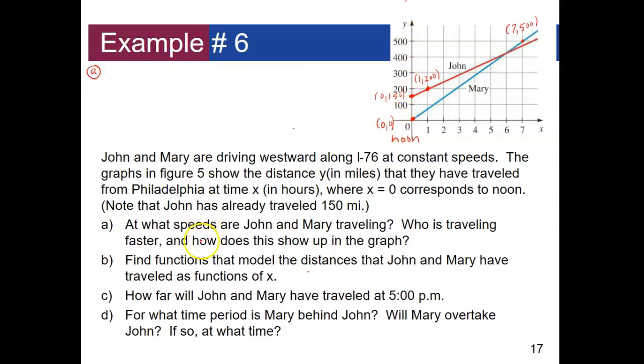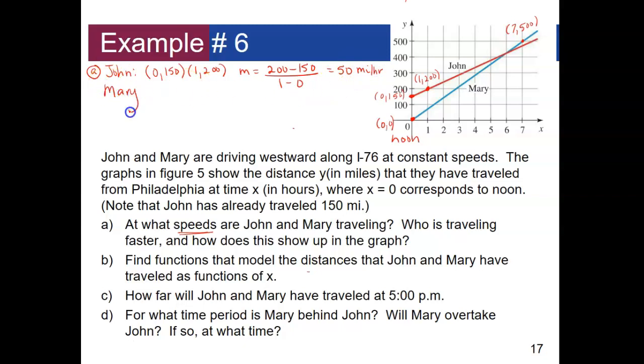Part A asks us to find the speeds. So speed, or rate of change, is the slope. So we need to figure out the slope for each of these. For John, we're going to use the points (0, 150) and (1, 200). Our slope for him is going to be 200 minus 150 over 1 minus 0. So that's going to be 50 for the slope for John, and that's going to be 50 miles per hour.